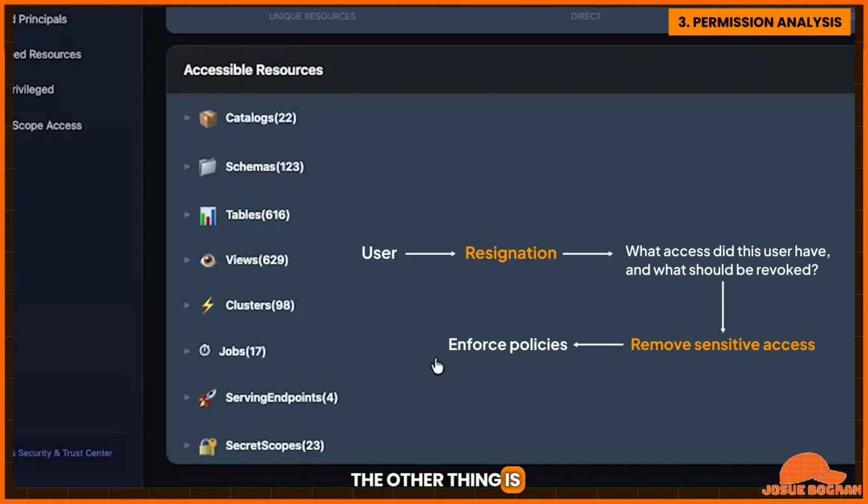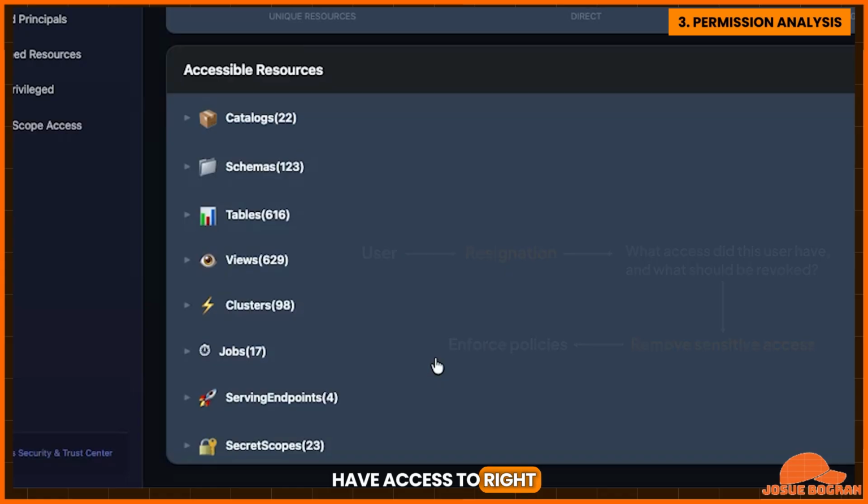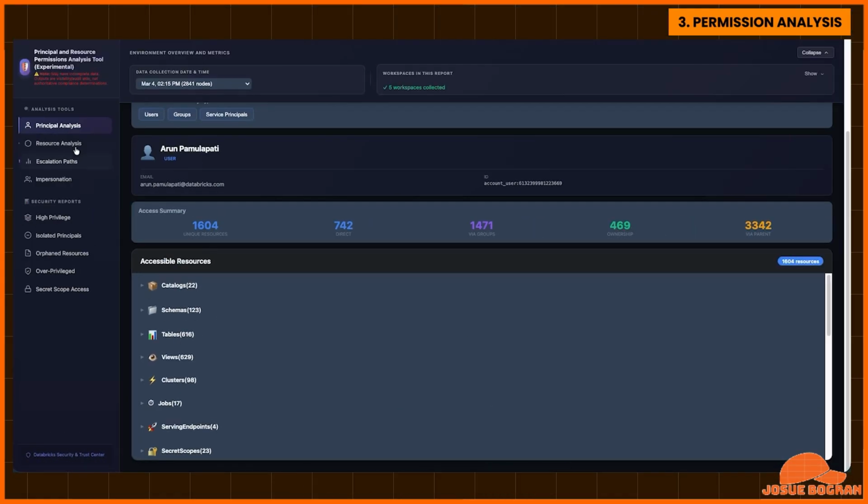The other thing is, somebody is acting up, or doing something they shouldn't be doing, and you want to have a picture of what they have access to, right? Some of that you get from audit logs, some of that you get through these systems.